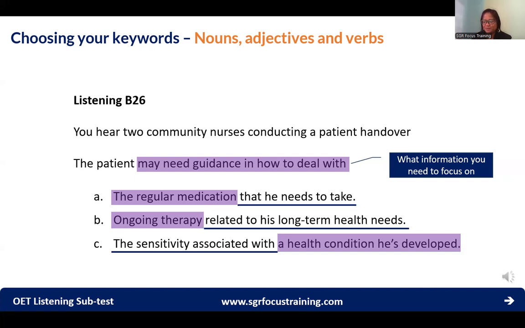Let's listen. Question 26. You hear two community nurses conducting a patient handover. Now read the question.